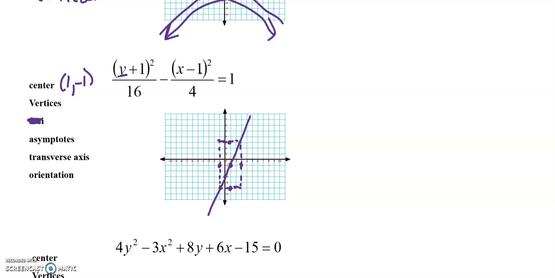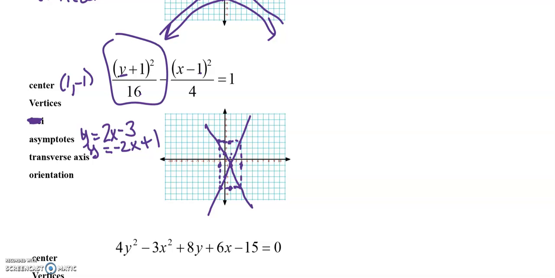Okay. This equation is going to be positive 2x, and we're crossing at negative 3, it looks like. The other asymptote is going to be a little bit different. We're going to cross at 1. Okay? So the other one is going to be y equals a negative 2x, because that slope is going down, but we're crossing at a positive 1. So that's our asymptotes.